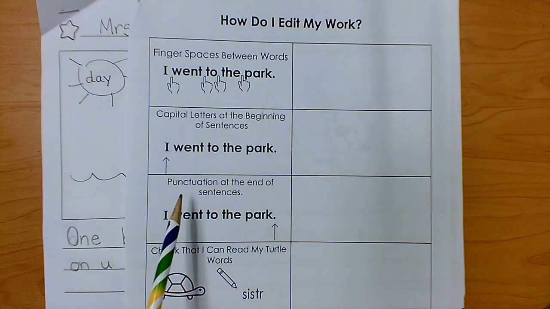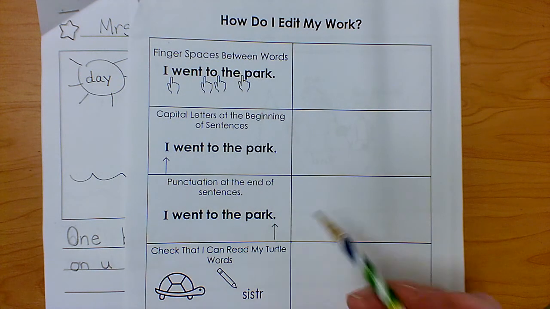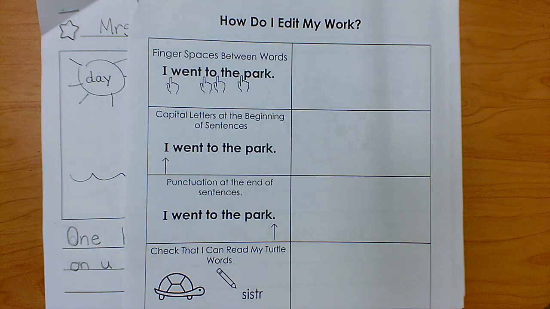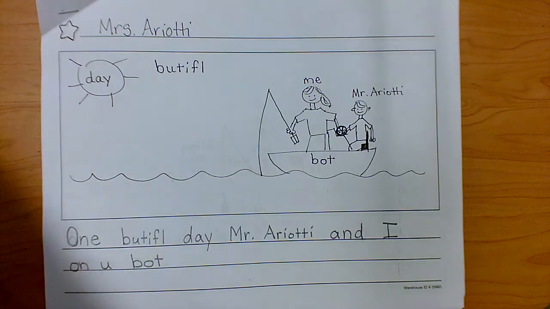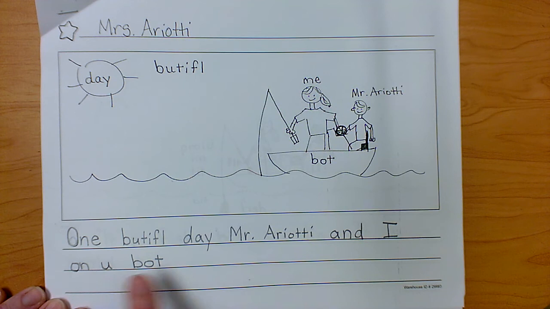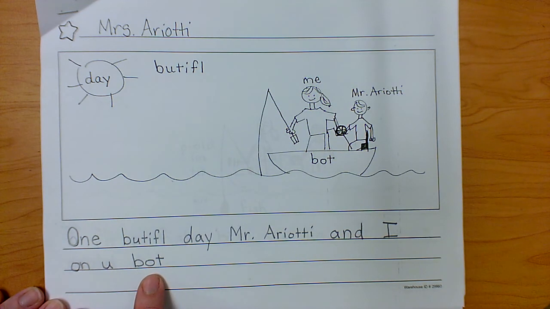So I also need to have punctuation at the end of my sentence. See how the arrow is pointing to the period at the end of the sentence? I need to make sure the end of my sentences have a period. You can't just put a period where you think the sentence might be ending. You actually have to read the sentence, because if you don't do that, you can't make sure that it's really a sentence. One beautiful day, Mr. Ariadne and I on a boat. That's the end of my sentence. What do I need? I need a period.